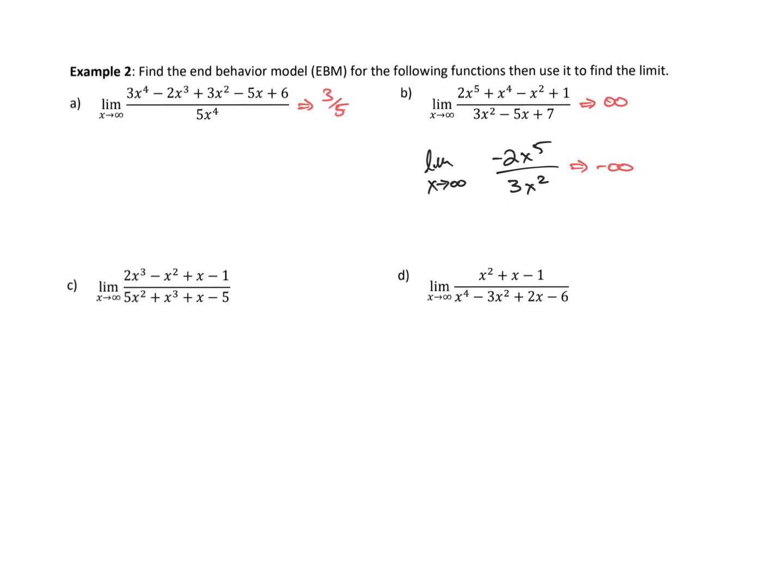All right, so on C, I'm looking for my higher powers. Well, they're equal. So what do I look at? The coefficient. So I look at these two right here. So what do I get? I get 2. All right, pretty good. All right, let's look at part D now. I'm looking for my higher powers. Bottom's bigger. When bottom's bigger, what happens? It goes to 0. All right, pretty good.